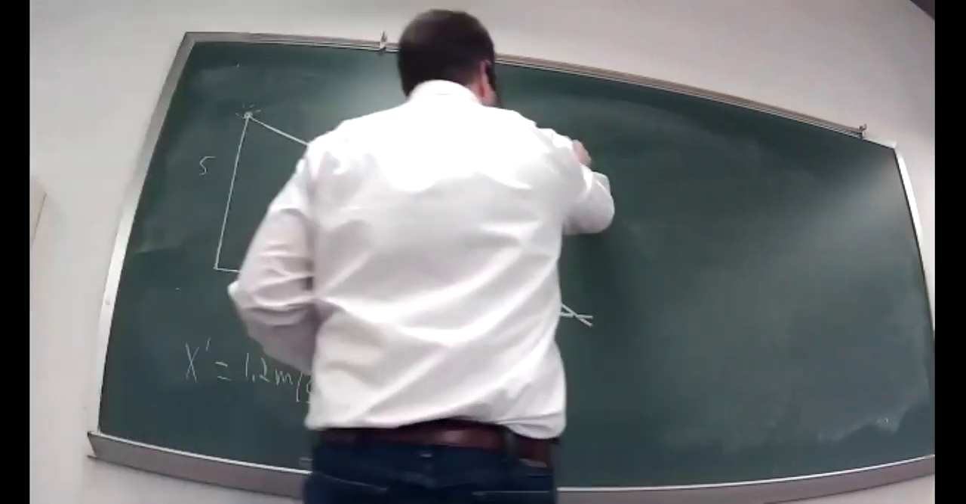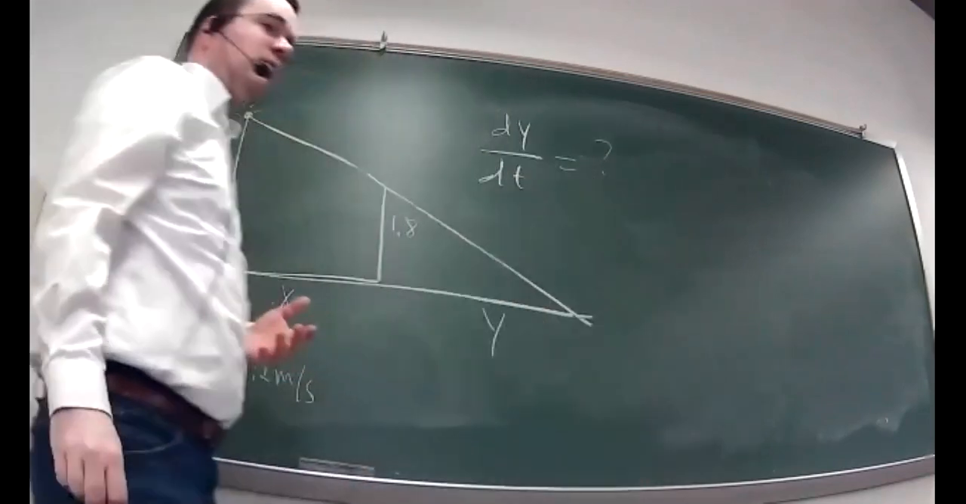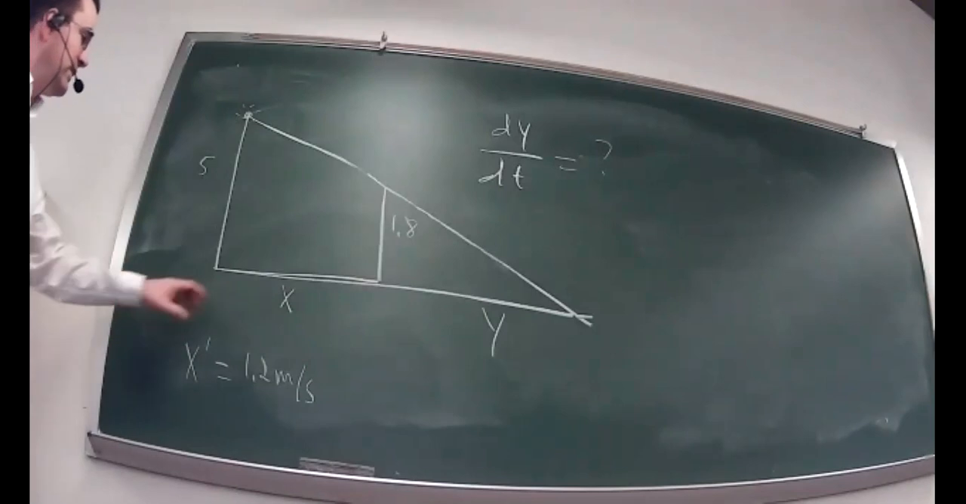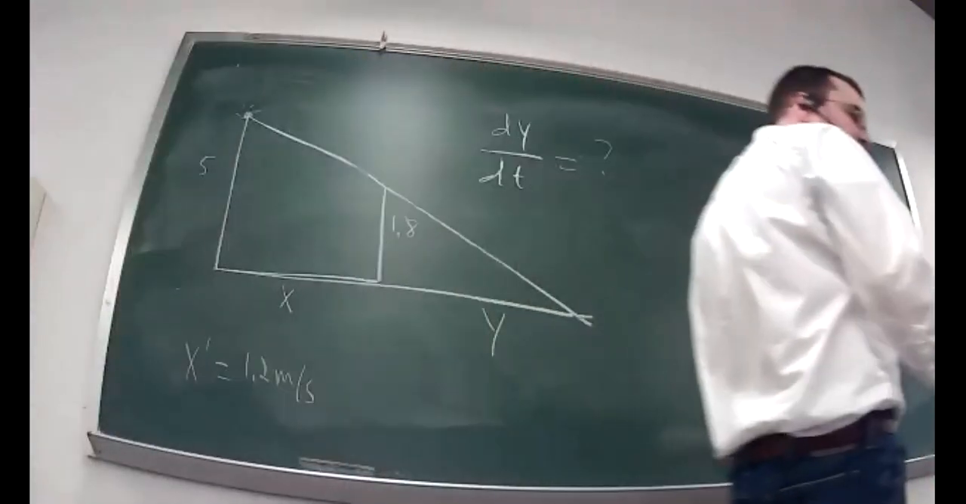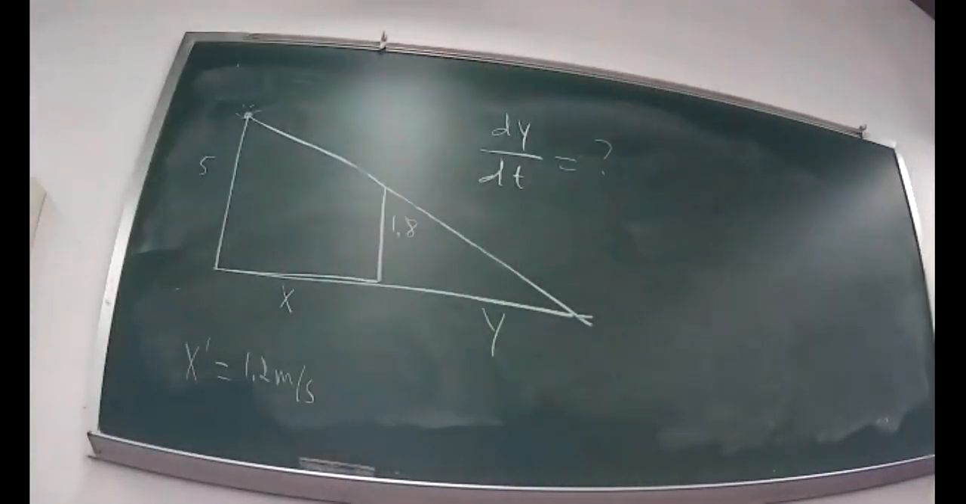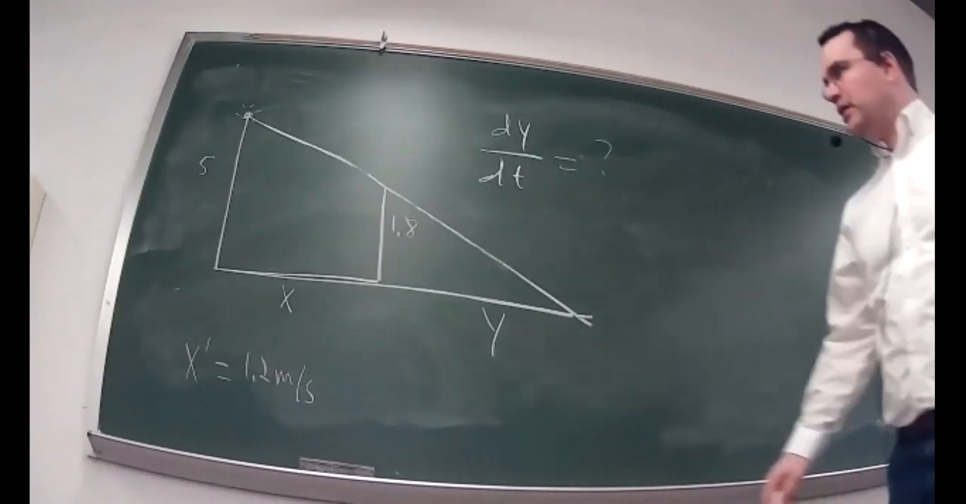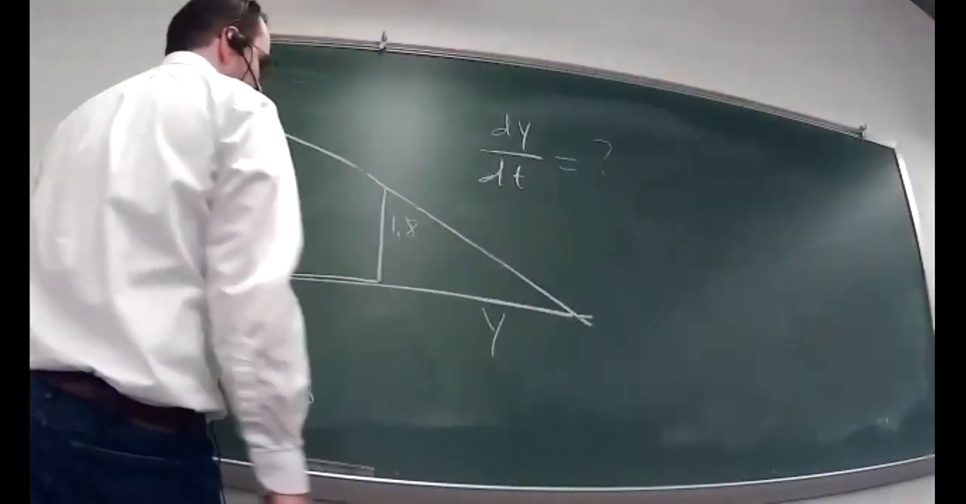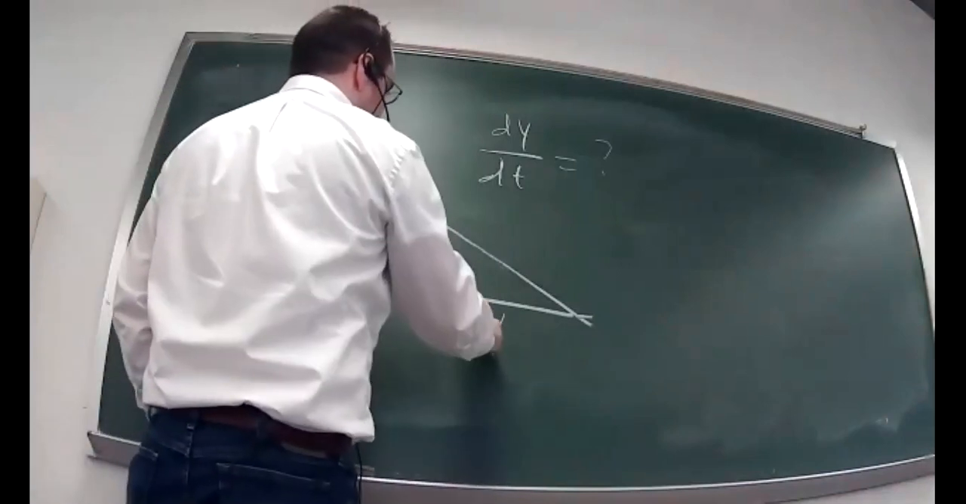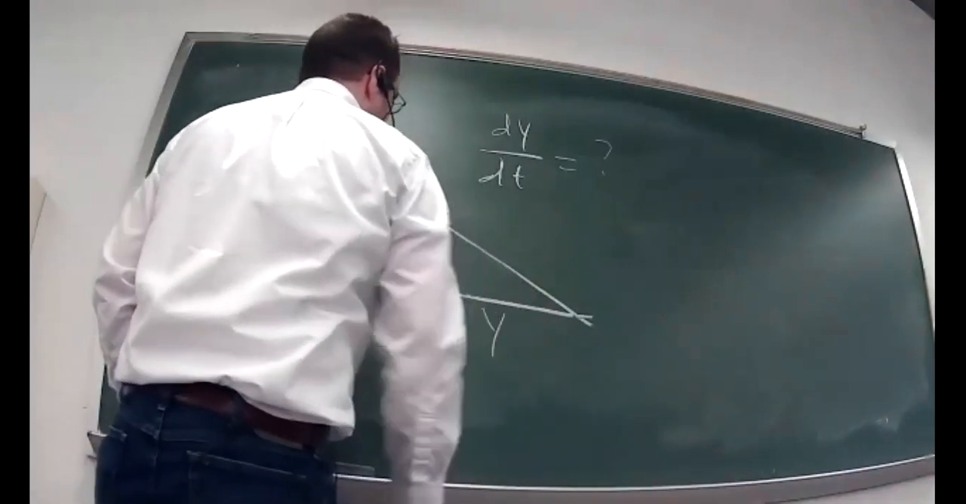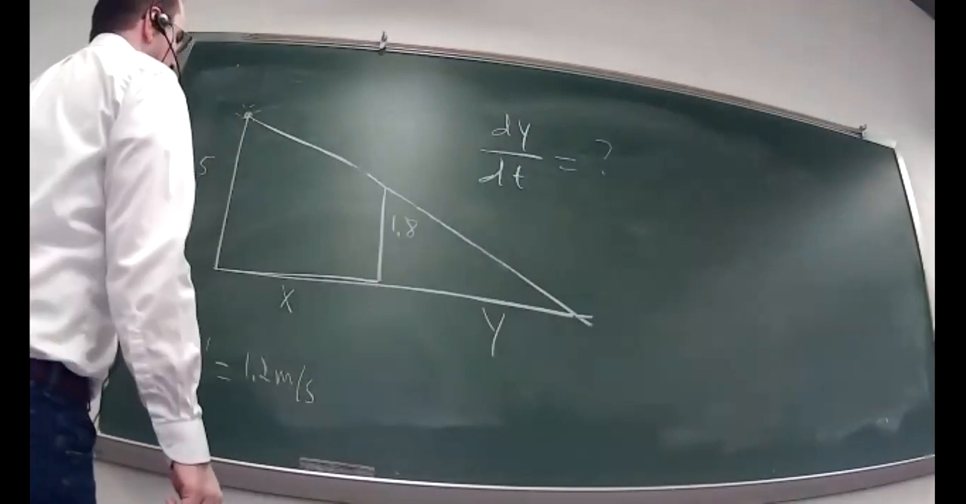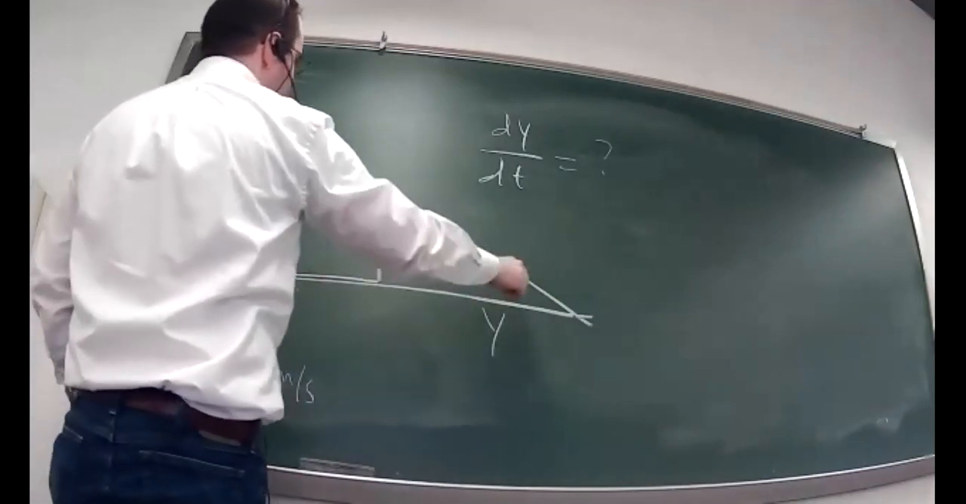So this is what we're being asked for, and we're given something in terms of x. And therefore, what we need to do is we need to find an equation that relates x and y. If you just try to rely on the Pythagorean theorem, I don't know, like 1.8 squared plus y squared is equal to that length, that doesn't really help too much. There's no Pythagorean theorem here.